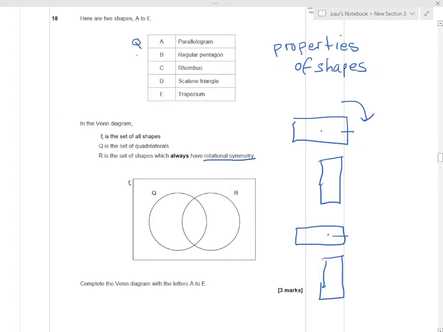A pentagon has rotational symmetry, so they could put an R by that. A rhombus, let's have a look. Get this back.